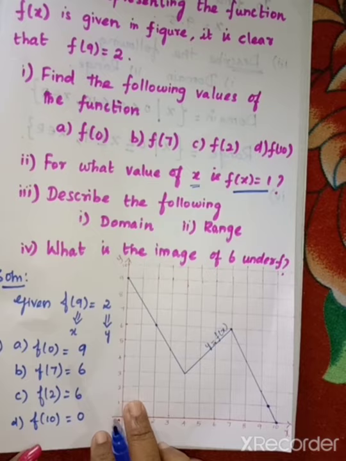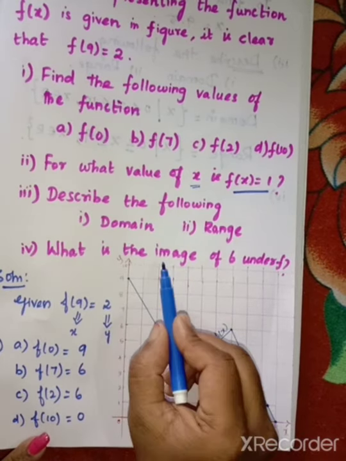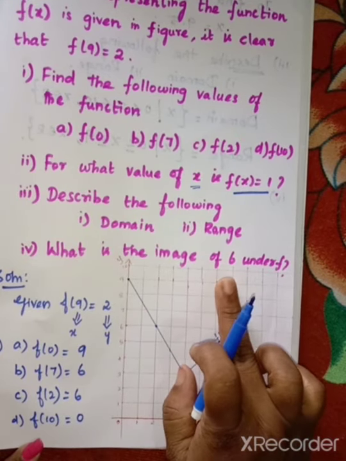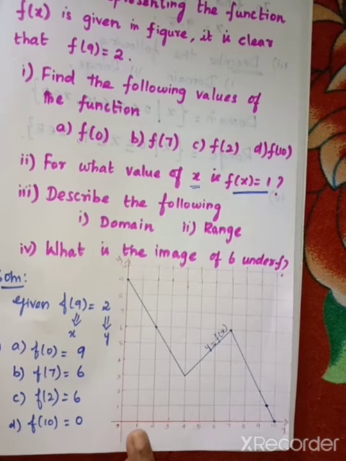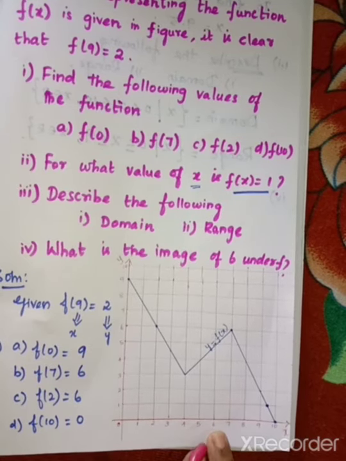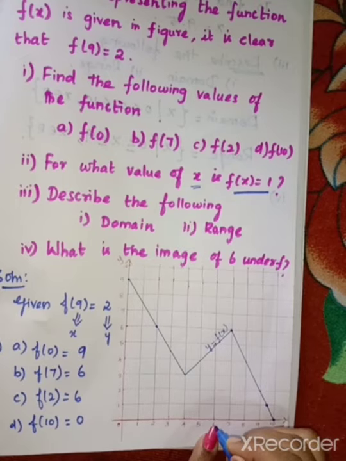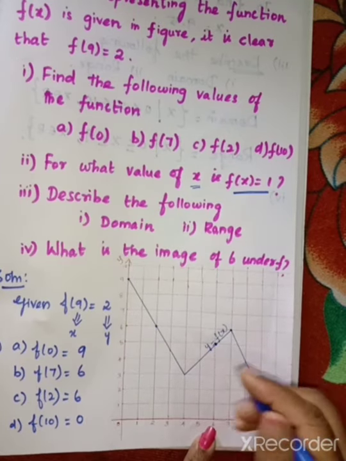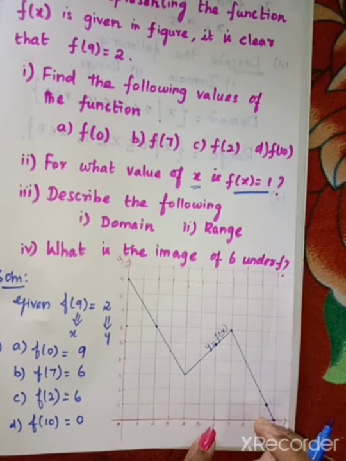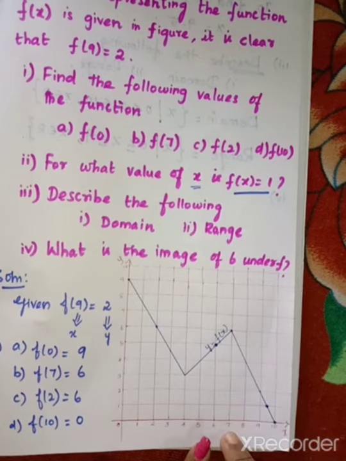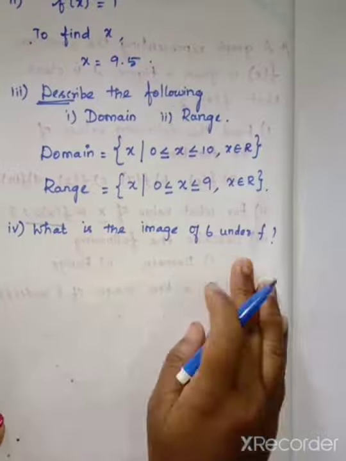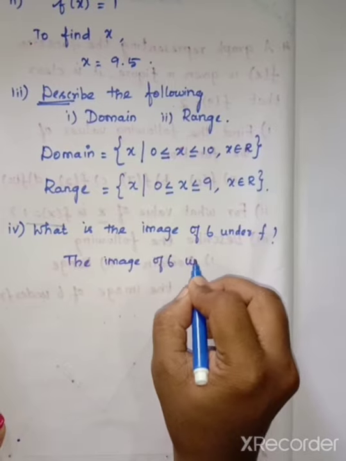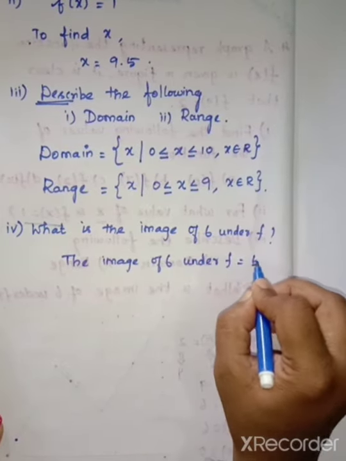Then the last subdivision: what is the image of 6 under f. Here they ask for the image, and image means y. For f of 6, you have to see 6 on the x-axis. See, 6 is here. The pointed y is 5, the line passes through the point 5. So the image is 5. We write the image of 6 under f equal to 5.